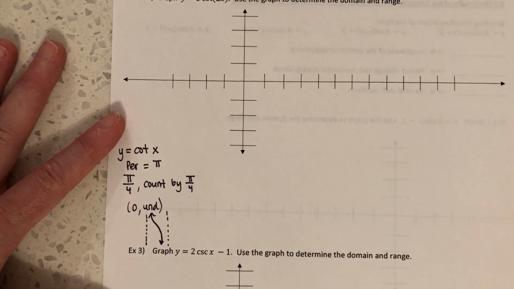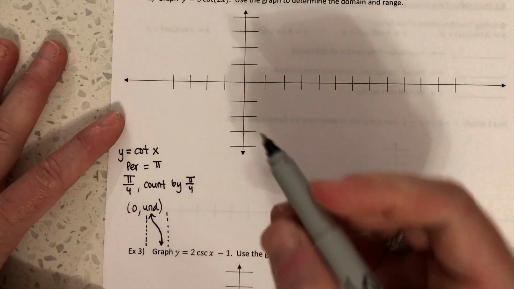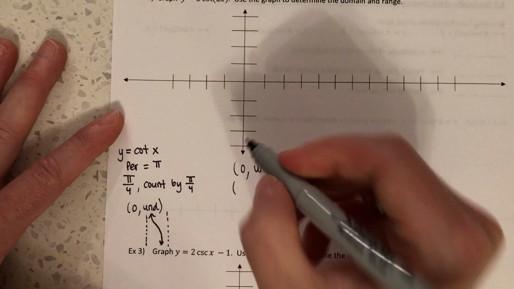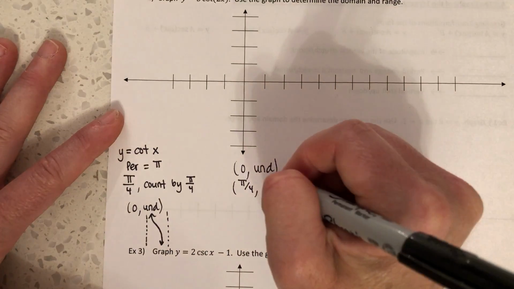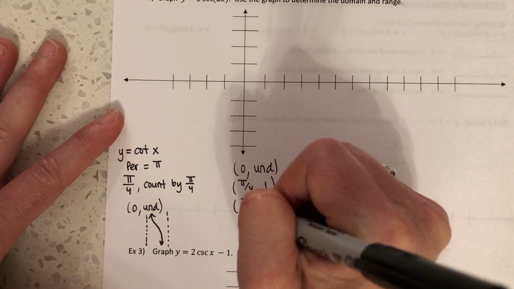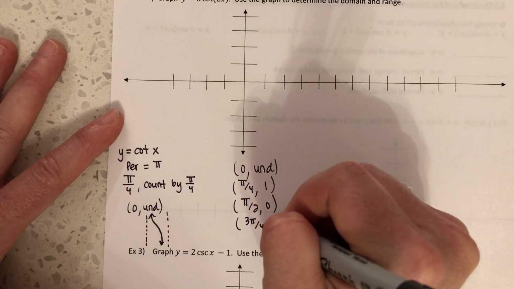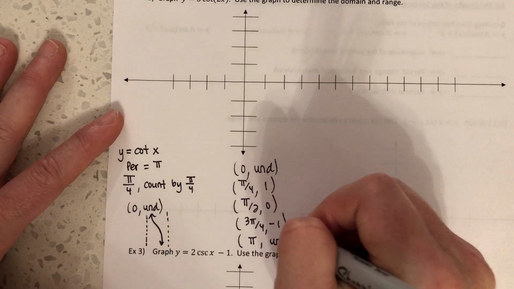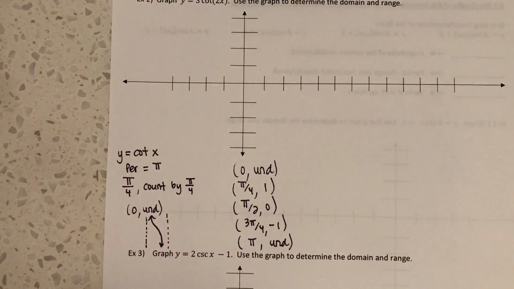All right, so let's see if we can remember what those 4 main subintervals were and what those 5 key points were. Well, if I had to count by pi's over 4 and he started at a 0 undefined, that means his first point would have been 0 undefined, and then I would have counted by pi's over 4. So pi over 4, and then remember, he was a decreasing function, so 1 came out first, then it would have been pi over 2, 0, and then it would have been 3 pi over 4, negative 1, and then last would have been pi back to an undefined. And those were his 5 key points. Now again, if you can't recall them, just look them up in your notes from yesterday.